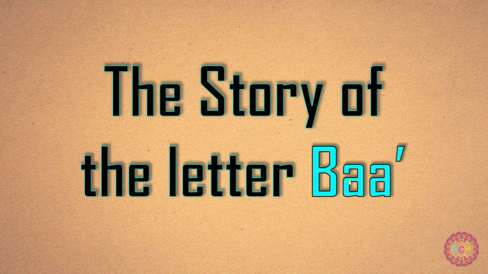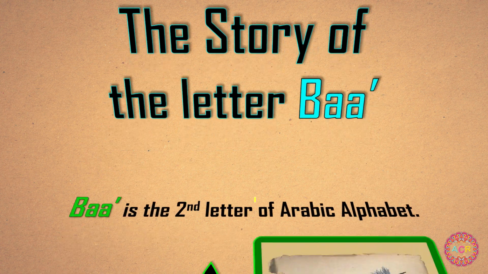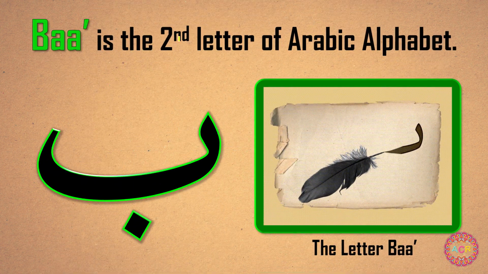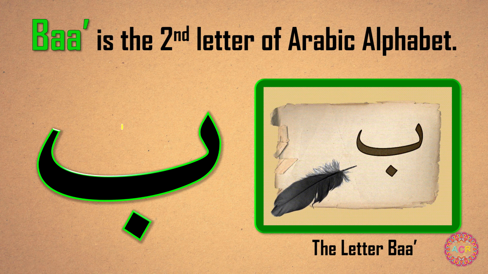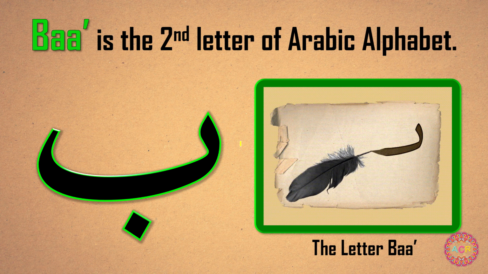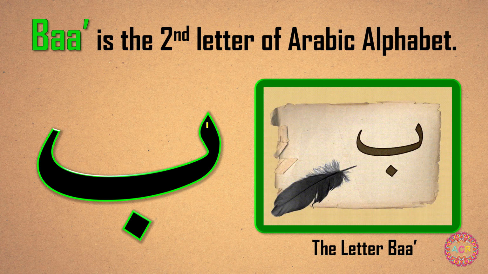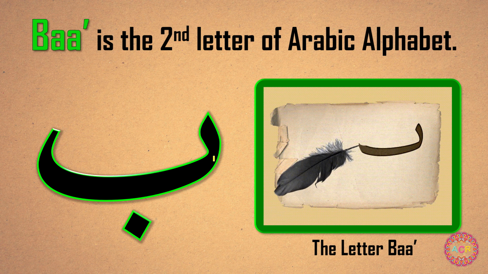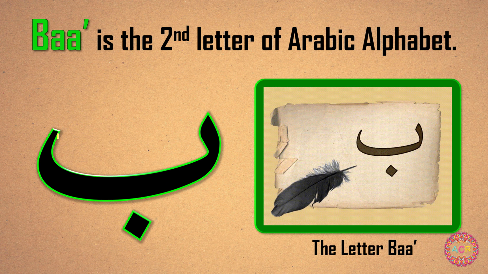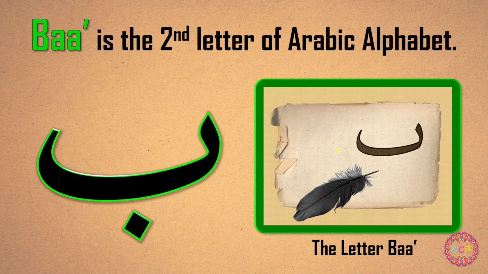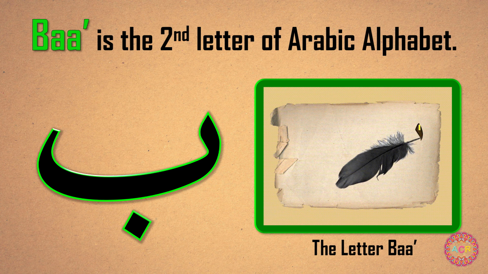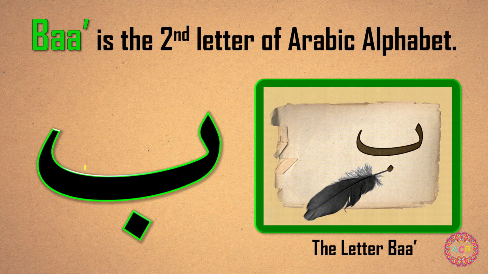So the letter ba story. The letter ba is the second letter of our Arabic alphabet. The letter ba is the second letter, and we start from right to left. When I write the letter ba, I start from the right and then go to the left side. This is how we write the letter ba, from right to left.